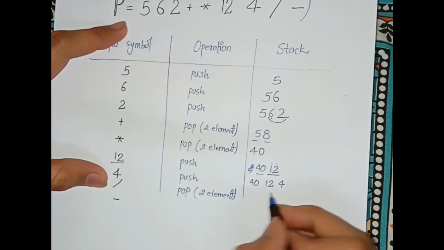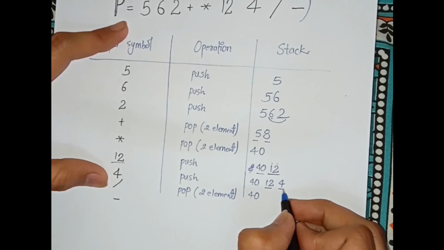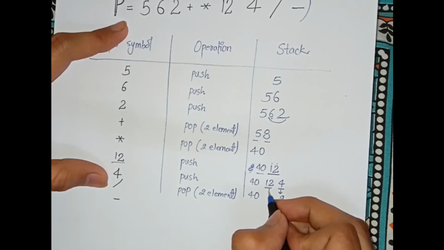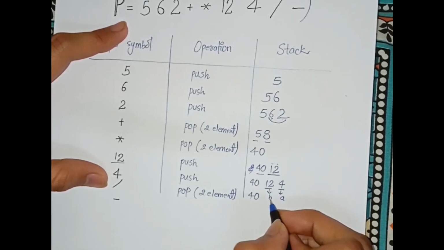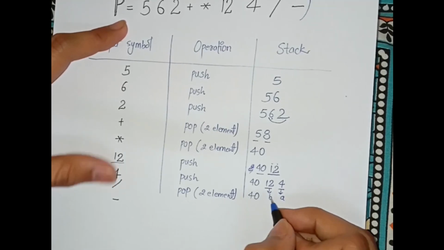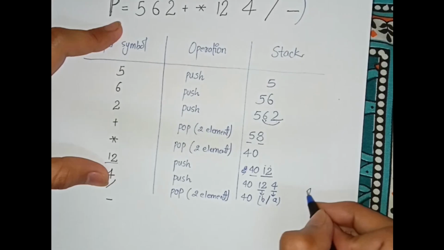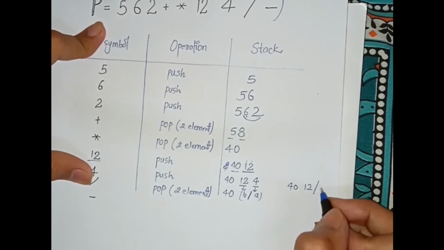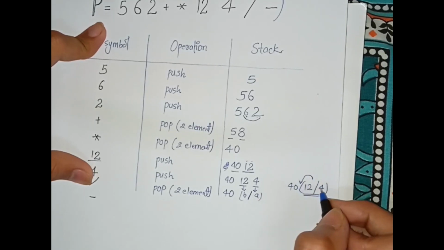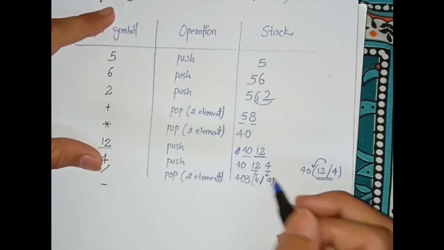Okay, so the last 2 elements are 12 and 4, and in the algorithm we can recall that we write A first and B next, and we perform the operation between these two, meaning simply putting the operation symbol here. So 40, 12 operation symbol and 4, and simply putting this result just after this 40. So here it's 3, so we will write 3 here, 403.